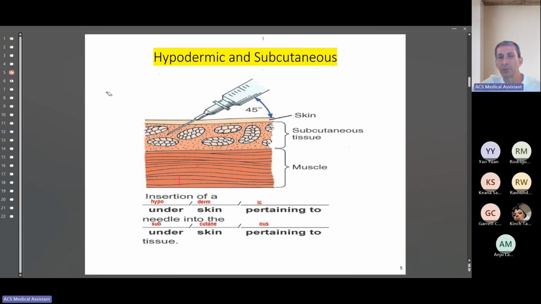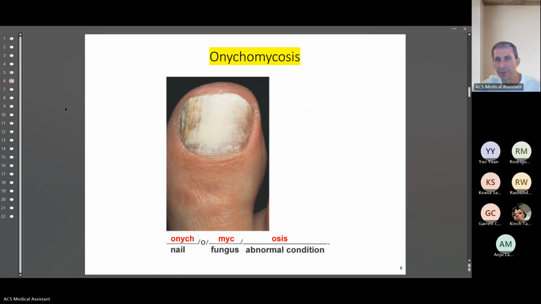So here we have it once again, the same terms that I have up on top. I have it broken down in the bottom as we already did. So we know what hypo and sub, derm, cutane, and IC and OUS. So that's definitely what it is.